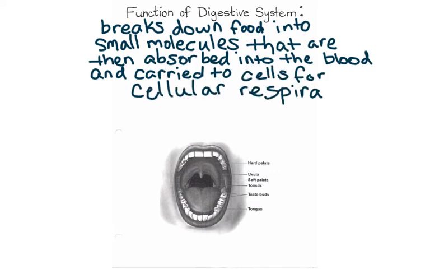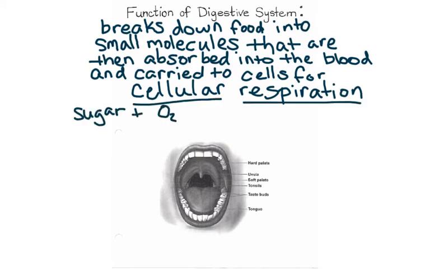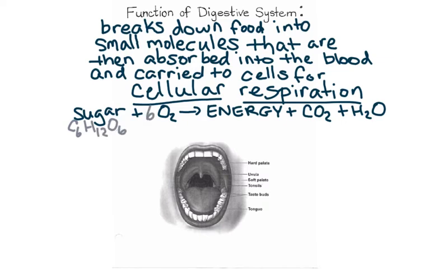So remember, cellular respiration, we take sugar, which is the form of glucose molecules. We take 6 oxygen molecules. All we have to do is breathe in. And we give off energy, carbon dioxide, and water. So that food is in the form of glucose.